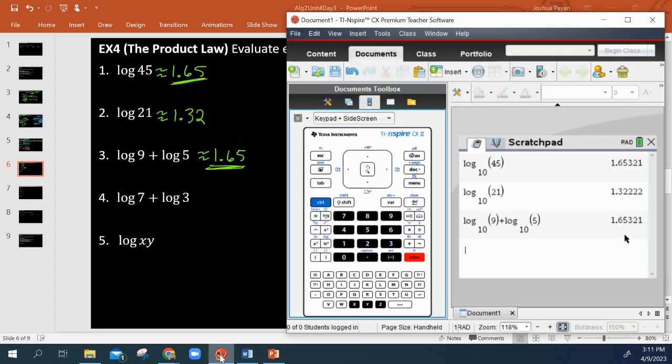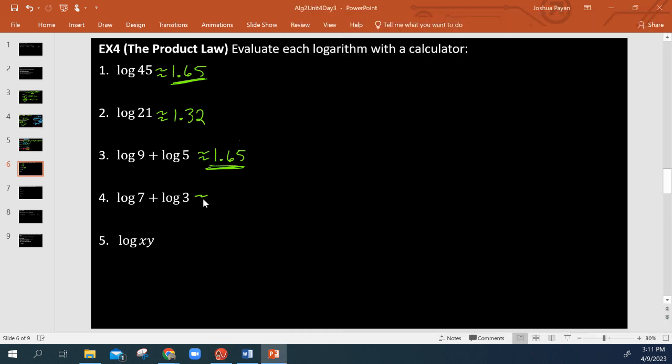Let's look at another one. So log base 10 of 7 plus log base 10 of 3, and that gives 1.32.